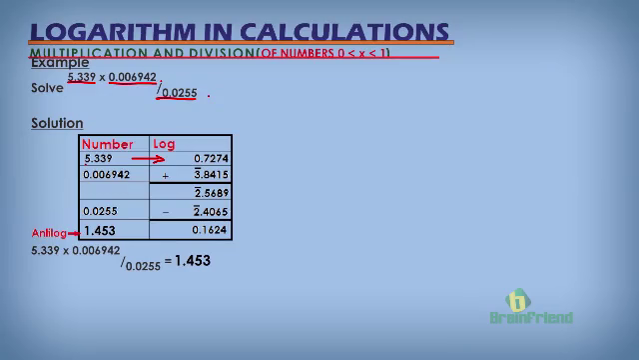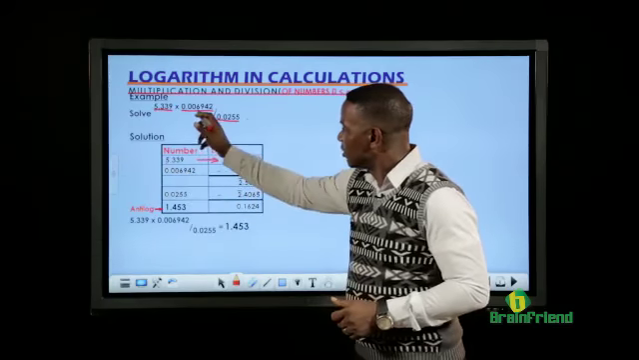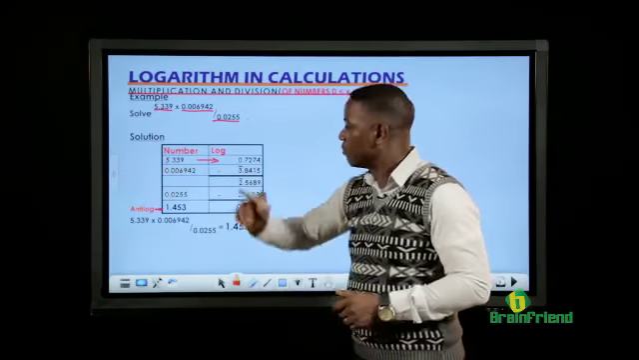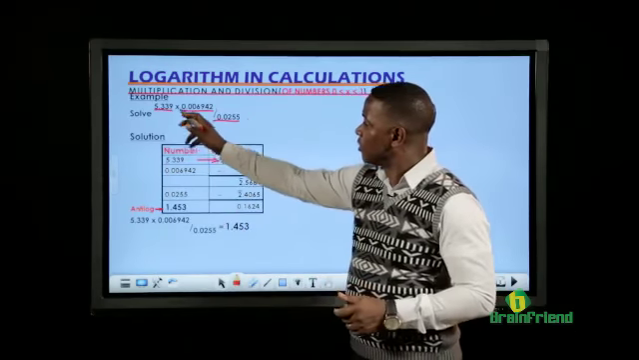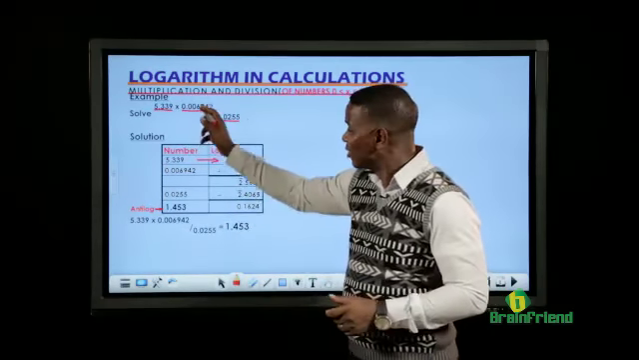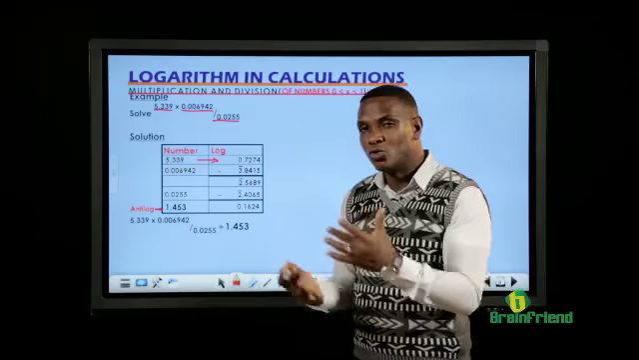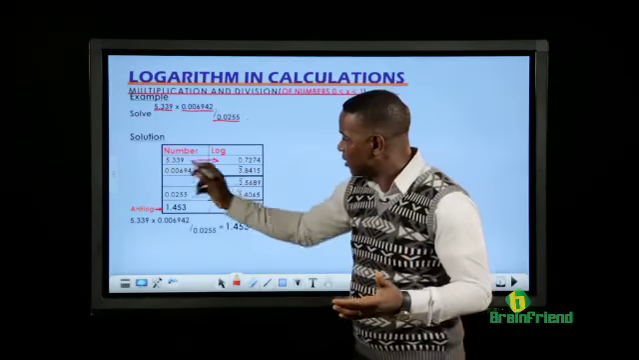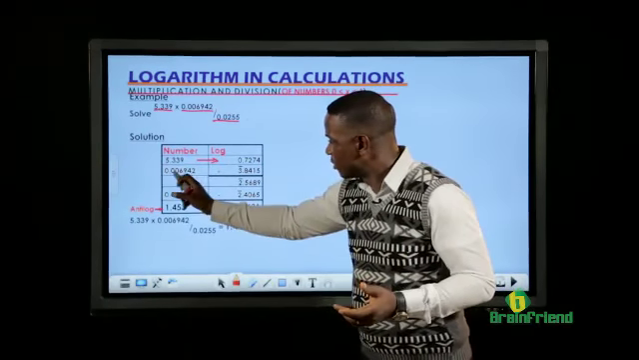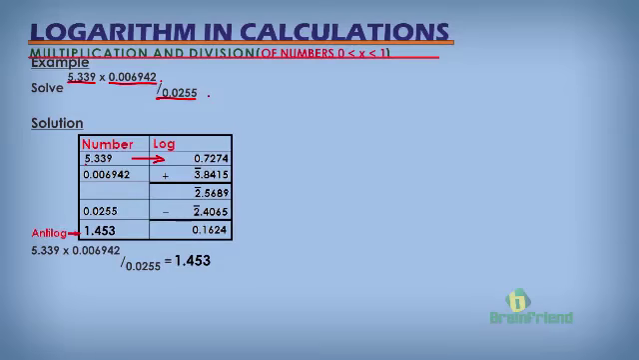Next we have 0.006942. To do this is of course a different case from the first instance. In the first instance we had a number greater than 1. This is of course less than 1, so the rules are different. To get the integral part, we count the number of zeros between the decimal point and the first significant figure: 1, 2. We have 2, so we add 1. So we have 3, which is negative and annotated with a bar. So we have bar 3.